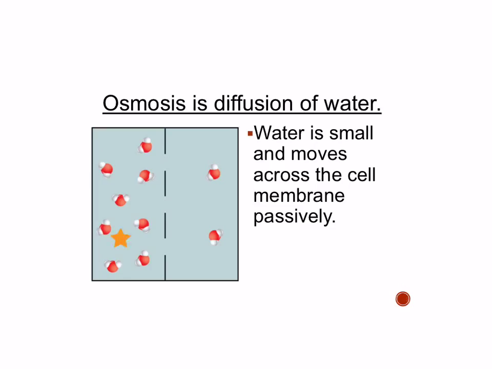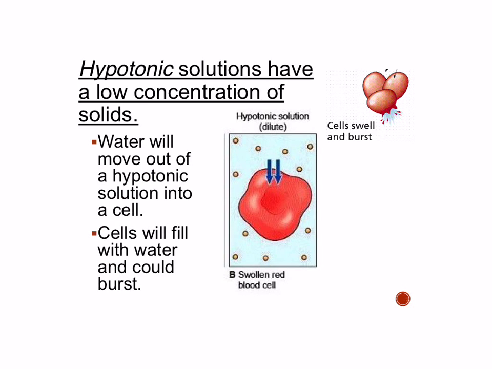And so when water moves across the membrane into or out of the cell, we call that osmosis. Now, there's a couple of terms I want you to understand with osmosis. The first is hypotonic. Hypotonic refers to a solution or a mixture of substances that has a lot of water but not very many solids. So this is a highly dilute type of solution.